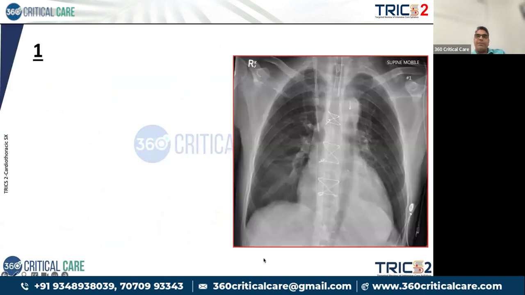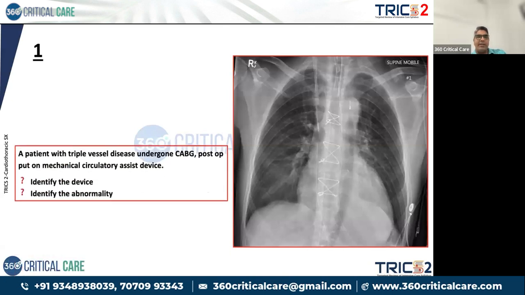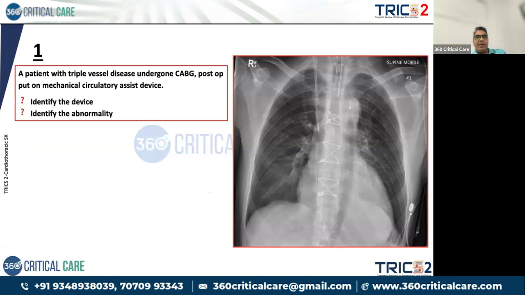The first question is a chest X-ray of a patient with a triple vessel disease undergoing a CABG, and post-op was put on a mechanical circulatory assist device. Now, the question is: identify the device and identify the abnormality. If anyone can volunteer from the audience group, that will be great.